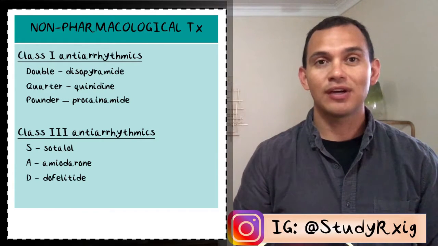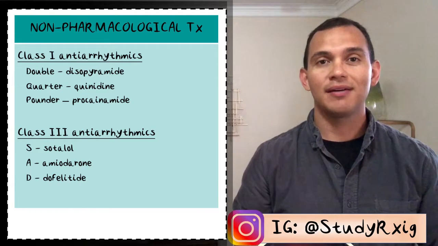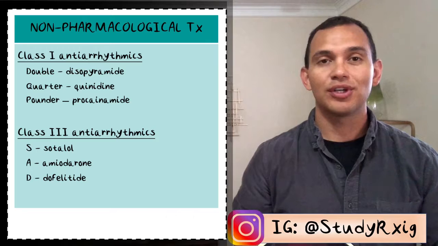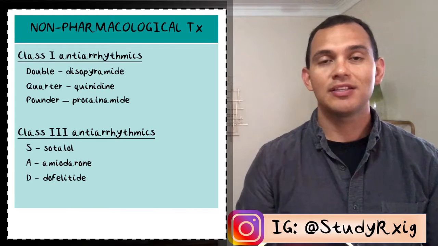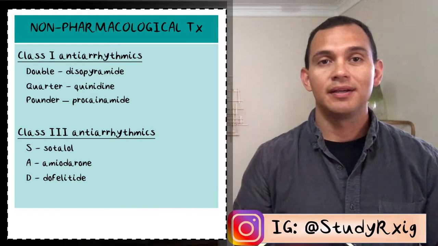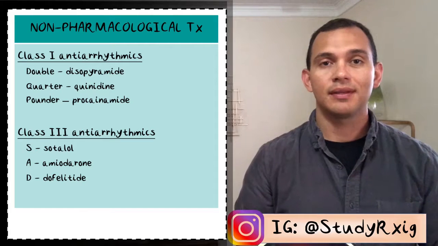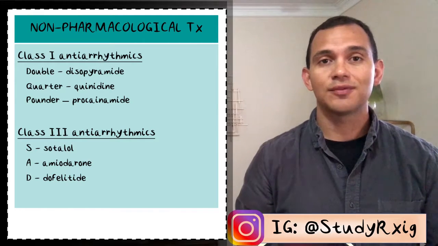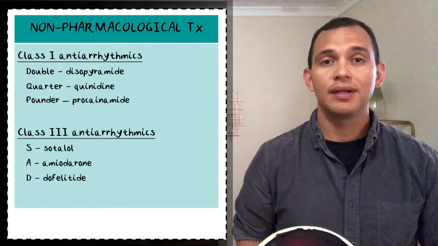Here's a neat way of recalling a few class 1 and 3 medications. For class 1, we're going to have DQP, which stands for double quarter pounder, and these medications are disopyramide, quinidine, and procainamide. As for class 3, SAD stands for sotalol, amiodarone, and dofetilide.